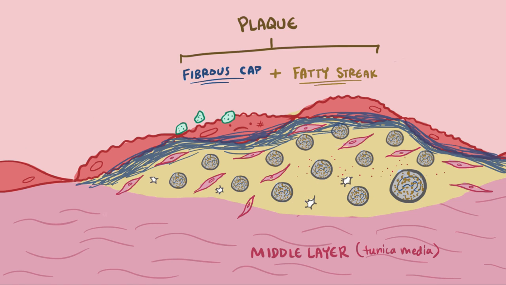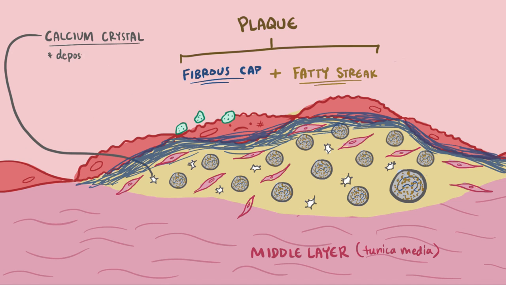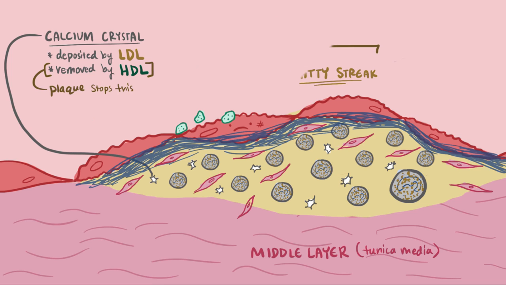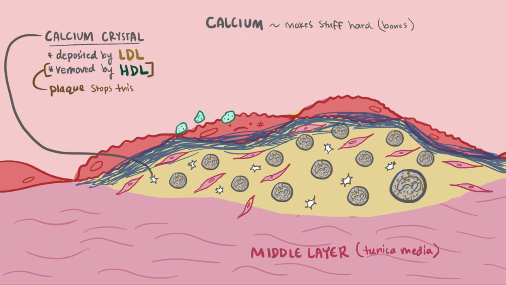The presence of fatty streaks causes the underlying smooth muscle in the blood vessel wall to also start depositing calcium into the plaque, creating crystals. Normally, calcium is deposited into the vessel wall by low-density lipoproteins and is then removed by high-density lipoproteins. The accumulation of plaque in the vessel messes up the ability of the high-density lipoproteins to remove calcium from the vessel, so a buildup of calcium occurs in the vessel wall and it crystallizes. Now remember, calcium makes stuff hard, which is why your bones are full of calcium, right? So this deposit of calcium into the plaque is what stiffens the walls of the arteries.